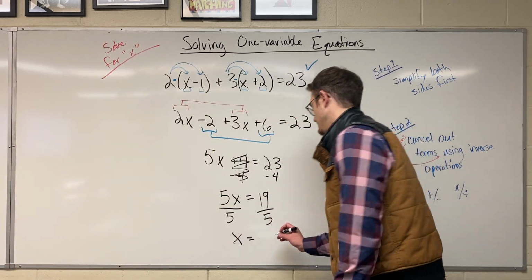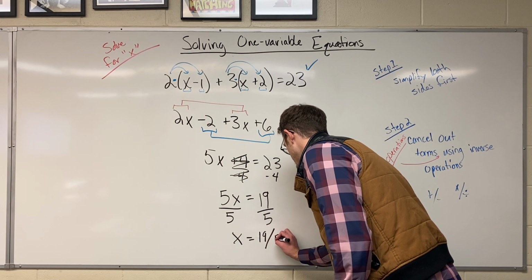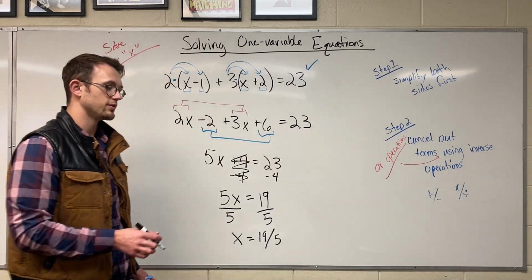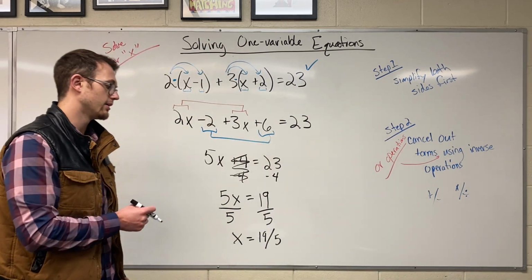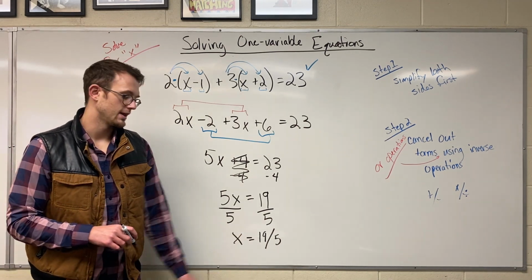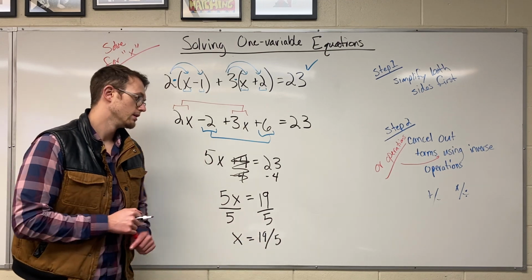I would copy this down, and for those of you who are on a computer, this answer would be 19/5. Usually I'd want you to use a fraction bar. However, if you are on a computer, like the situation we're in right now, 19/5, that's the fraction. 19 is a prime number, you can't simplify it. If it was 20/5, I'd want you to answer with 4.